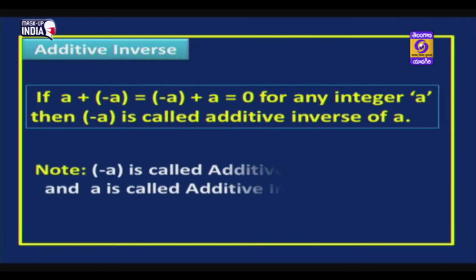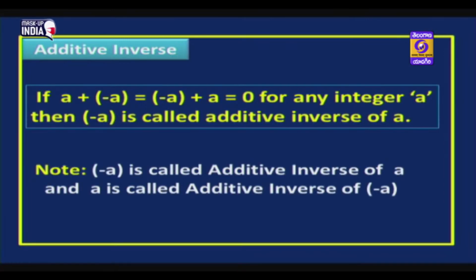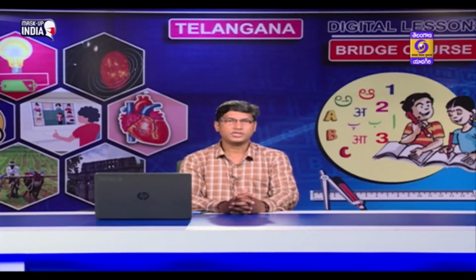Children, you need to note one more important thing. We have seen minus a is called additive inverse of a, and also a is called the additive inverse of minus a. So, for 3, minus 3 is the additive inverse, for minus 3, plus 3 is the additive inverse. With this we have come to the end of our session, but before that, let us quickly recap what we have learnt in this session.